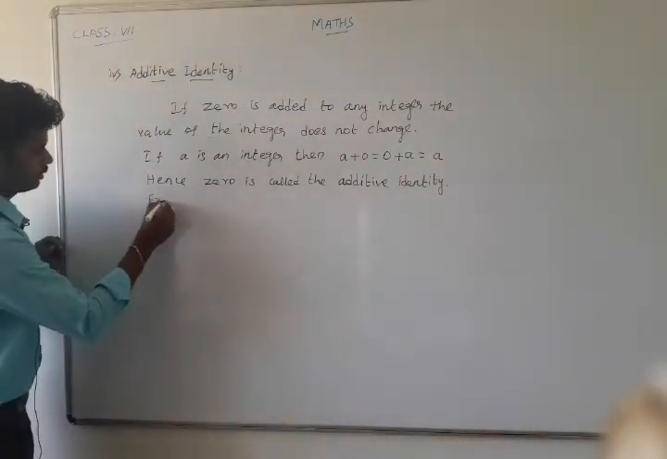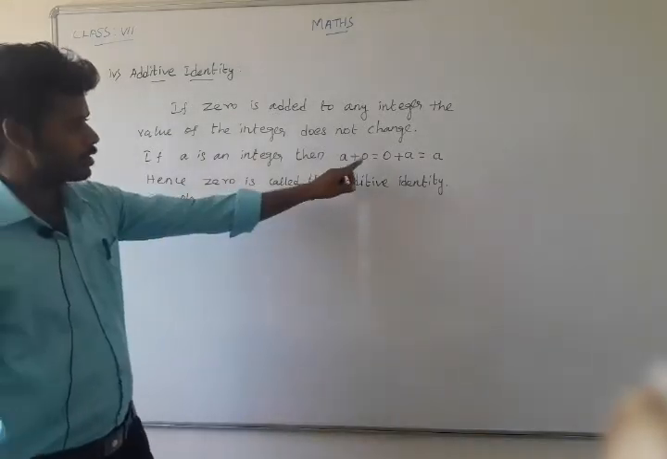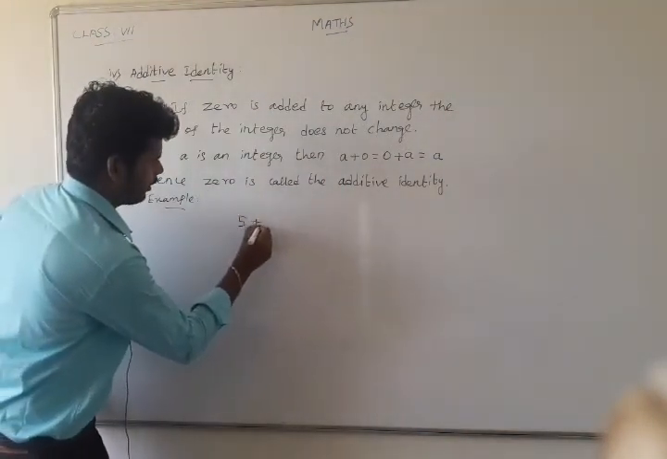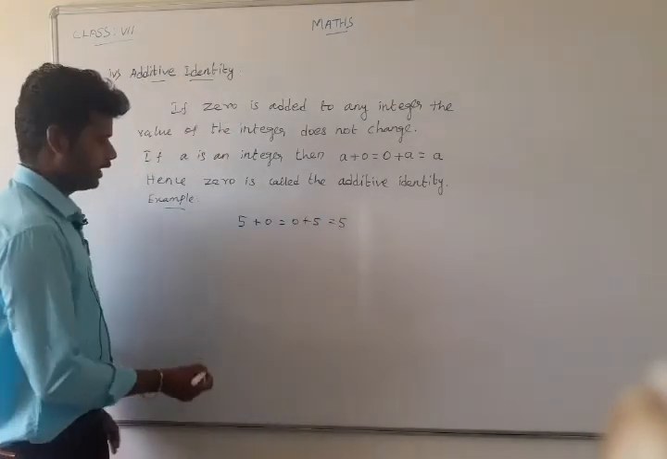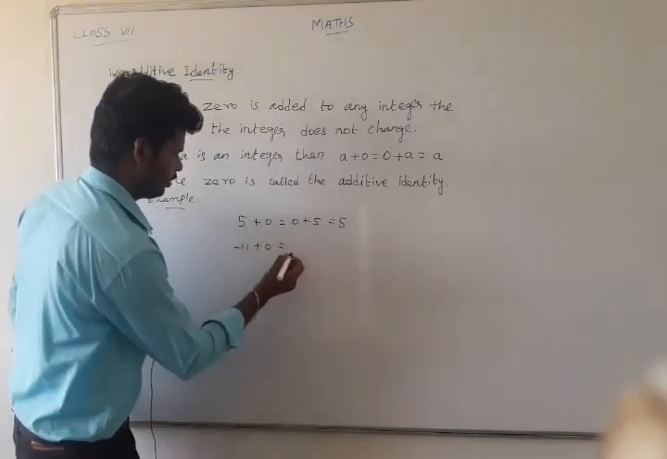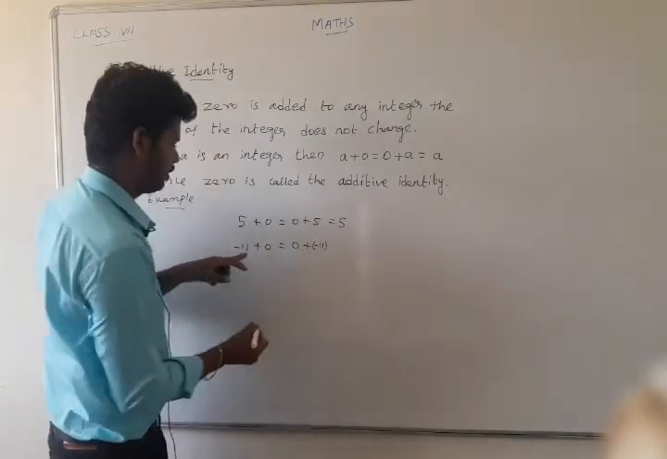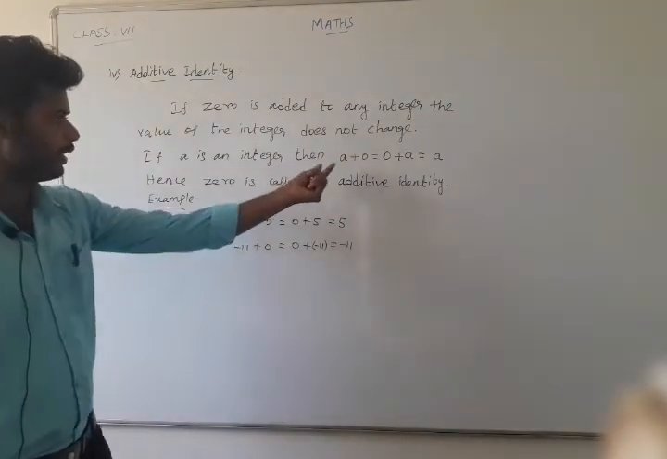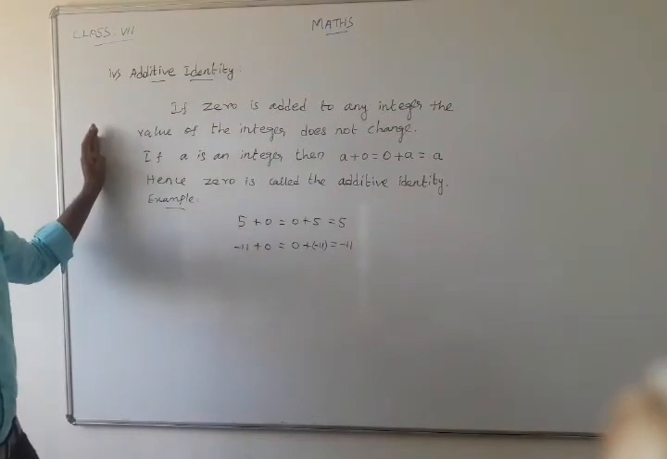Example, here a plus 0 equal to 0 plus a equal to a. 5 plus 0 equal to 0 plus 5 equal to 5 only. Minus 11 plus 0 equal to 0 plus of minus 11 equal to minus 11 only. So a plus 0 equal to 0 plus a equal to a. This is for additive identity.